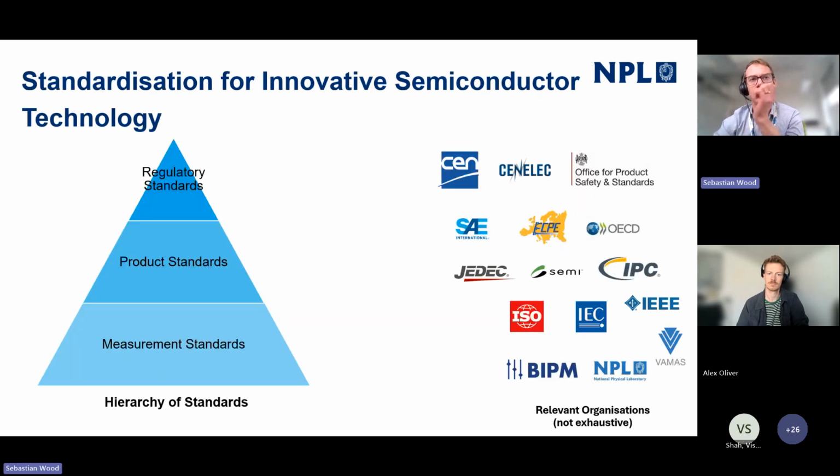Okay, so in the case of semiconductors, the way to think of it is that this pyramid basically already exists, at least for silicon technology.